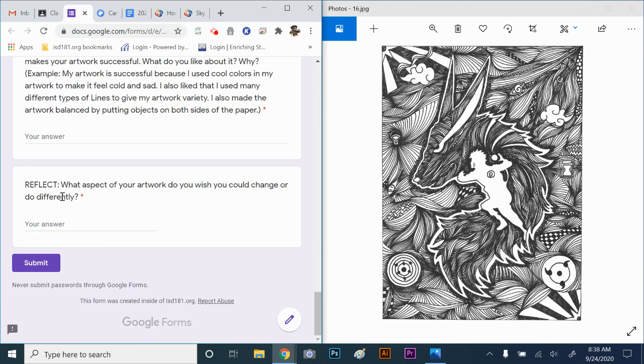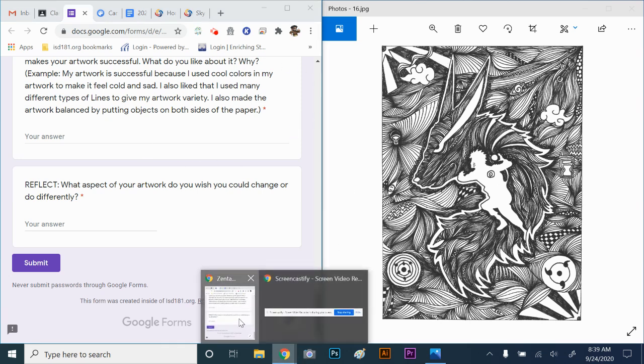Okay. And then the reflect part, basically, if you could do something differently the next time you do it, what would you want to improve? Just make a statement on what you would want to do better. So you might say, this area in the lower right looks a little bit light. I wish I would have maybe put some more lines in there, something like that. Okay, so that's basically it. That's the video on elements and principles. And the expectation is you fill out this form at the end of your projects. Okay.